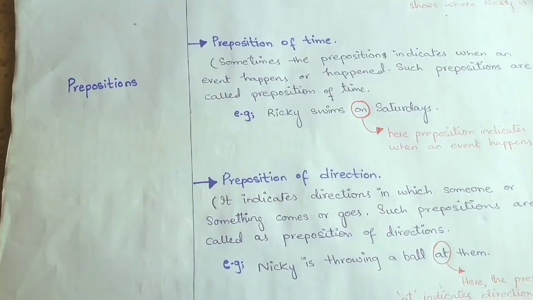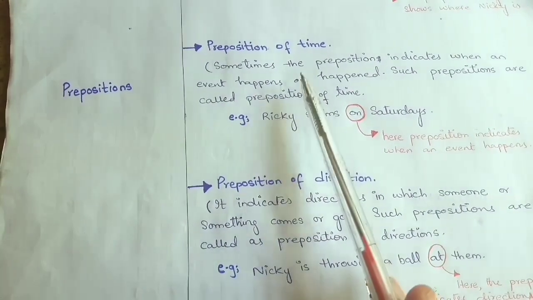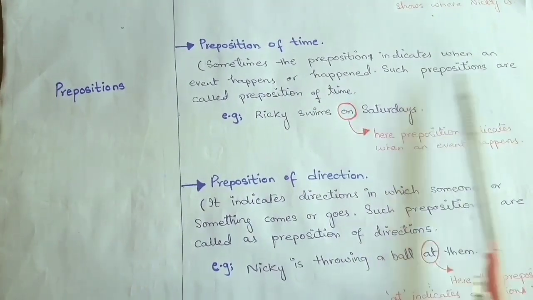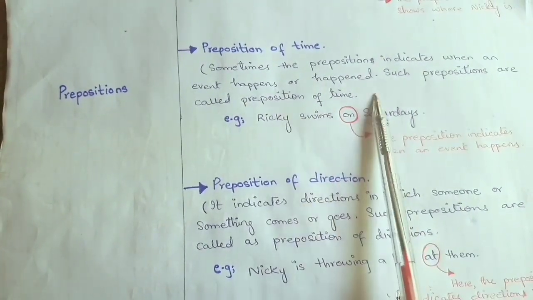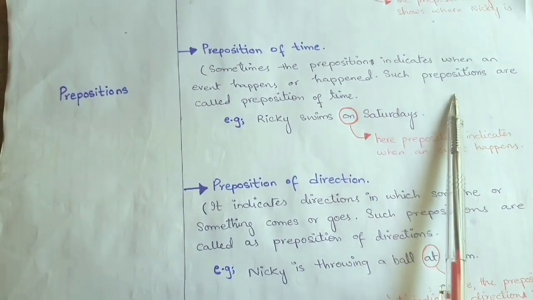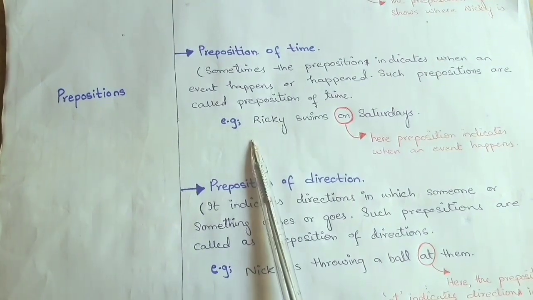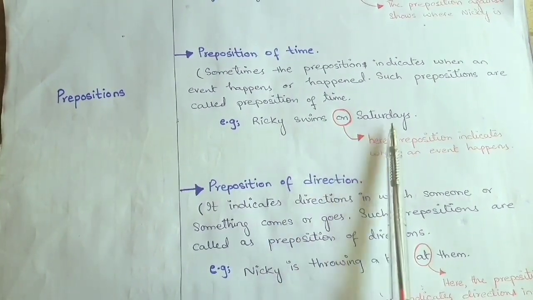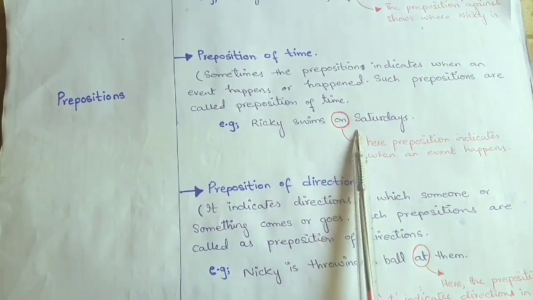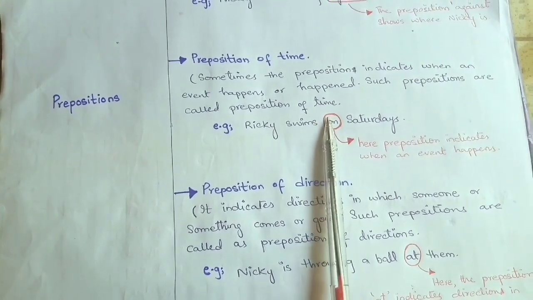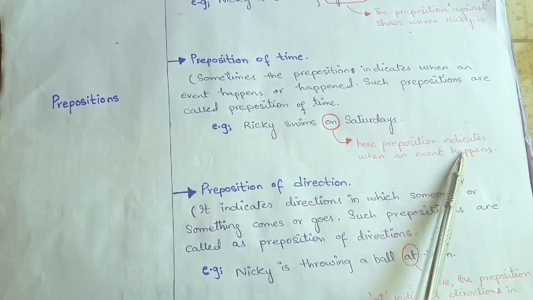So number two is preposition of time. Sometimes the preposition indicates when an event happens or happened. Such prepositions are called prepositions of time. For instance, Ricky swims on Saturdays. Over here in this sentence, preposition on indicates when an event happens.